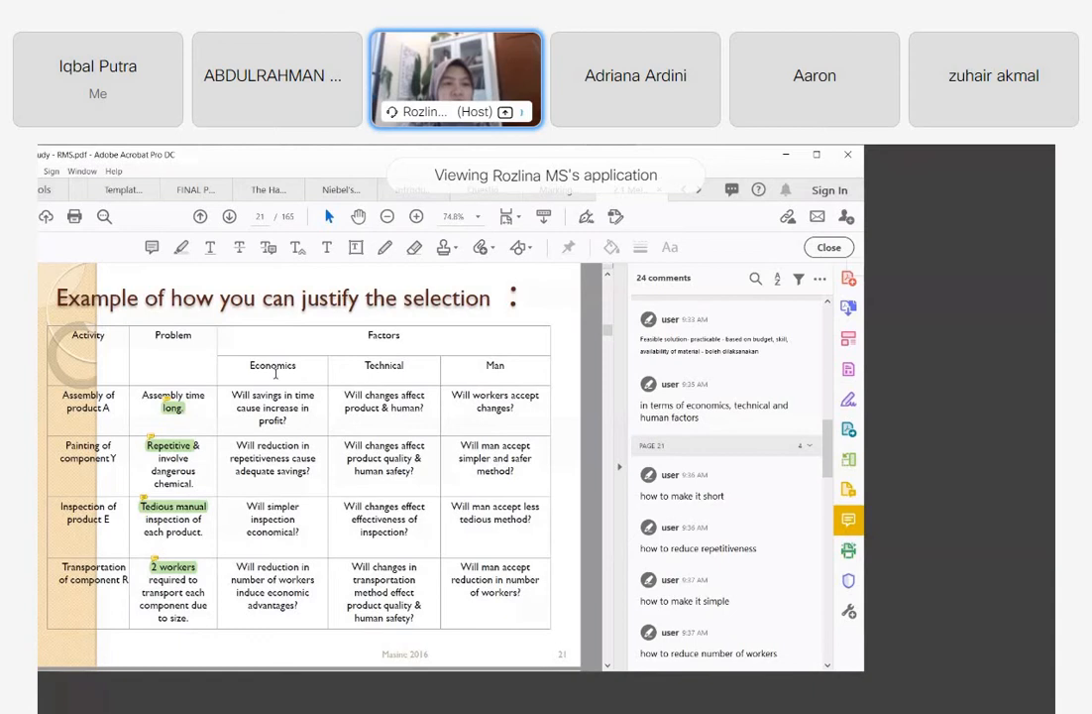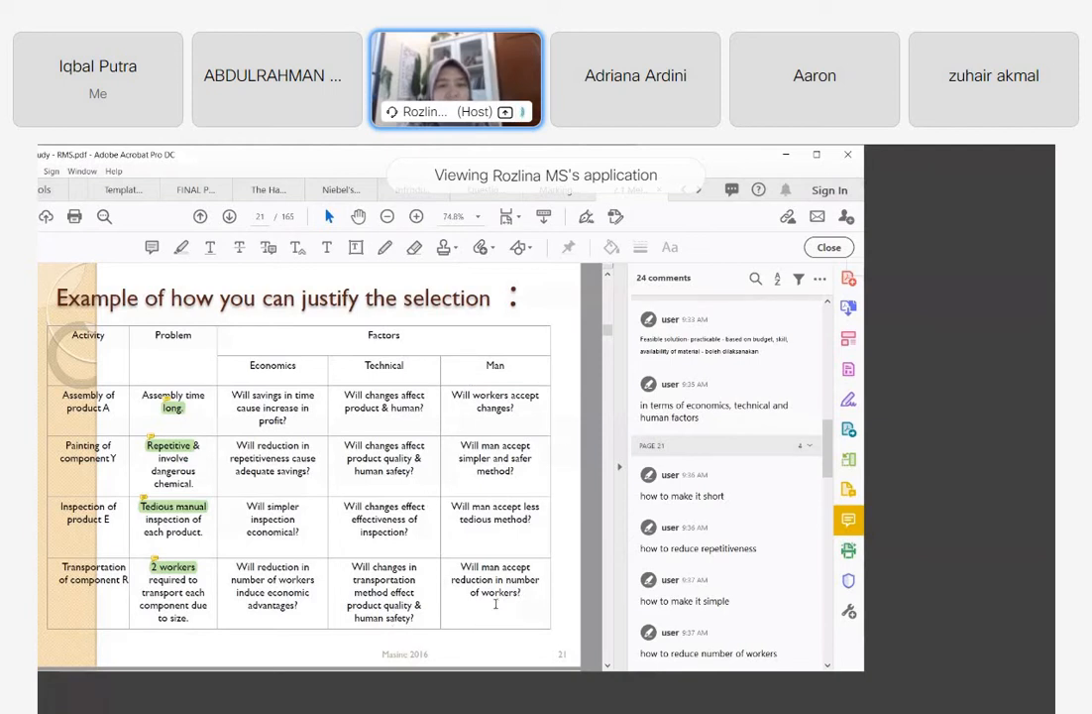So economic: saving in time, cost increase; reduction of repetitiveness, cost adequate saving; simpler inspection, economical; reduction in number of workers can induce an economic advantage. Okay, we go to the technical, then you can see whether there is any effect on the product and human. Will changes affect the product quality and human safety? Is it effective? Changes in transportation can affect the product quality and human safety.